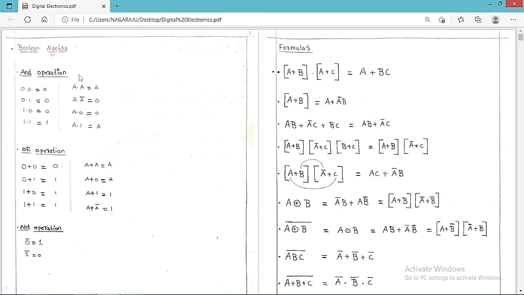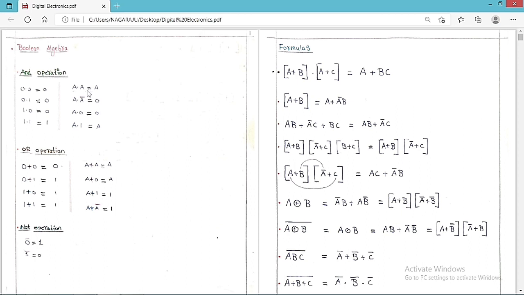AND operation we can call the dot also, or AND, everything is the same. So here 0 and 0 is equal to 0, 0 dot 1 is equal to 0, 1 dot 0 is equal to 0, 1 dot 1 is equal to 1. Similarly, A dot A is equal to A, A dot A bar is equal to 0, A dot 0 is equal to 0, and A dot 1 is equal to A.